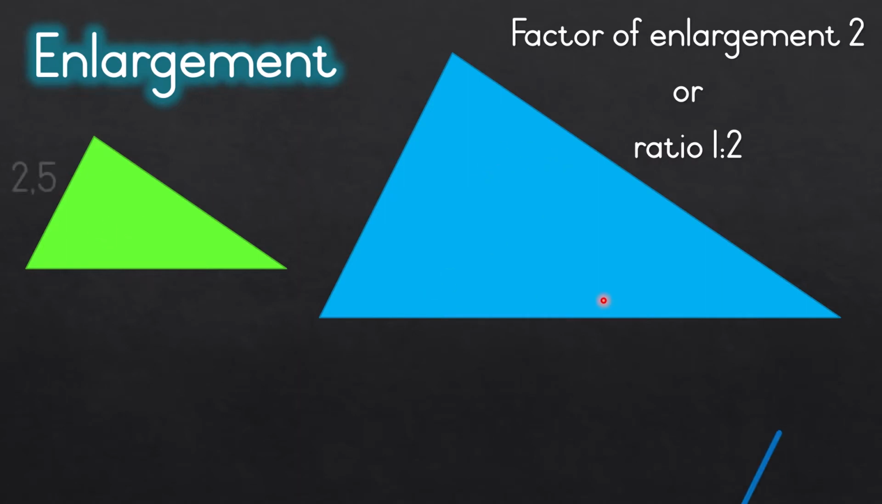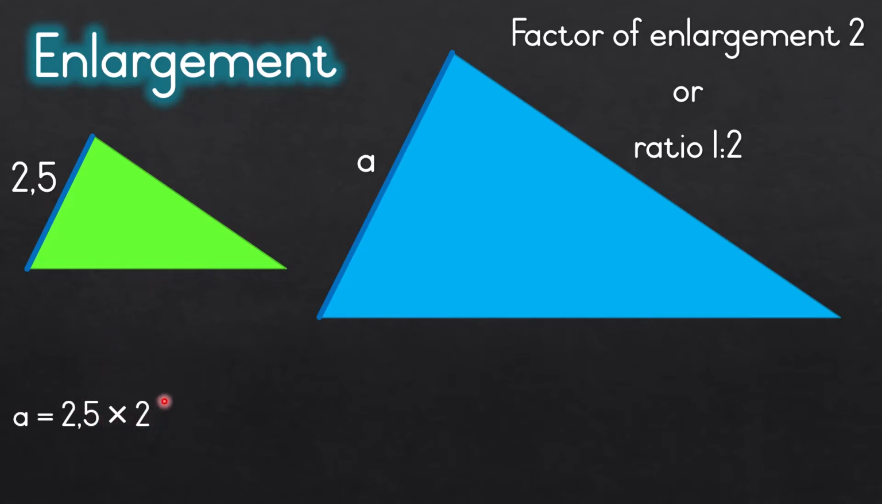So let's look at the length of our sides. We have 2,5 compared to a. Oh, that's a problem. We only have a. We don't actually have the value of a. So that's what we need to determine. So that's easy. We know that this was 1 to 2. So for every 1 I have here, I have to have 2 there. So I take a is equal to 2,5 times my enlargement factor. Therefore, a is equal to 5 units.